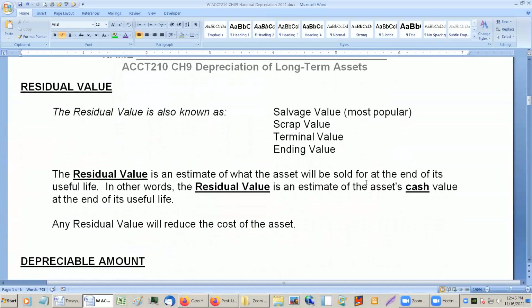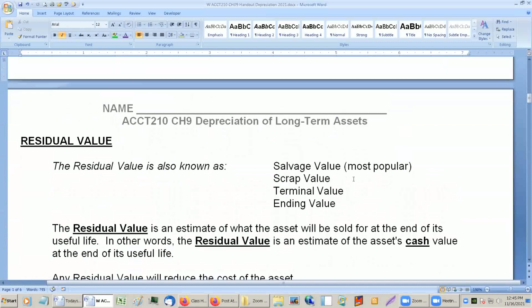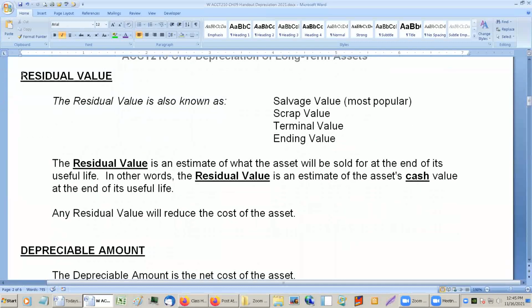Getting into some of the terminology. Page 2. Residual value. Residual value goes by a few different names. Salvage value, scrap value, terminal value, ending value. Those all mean the same thing. And what it is: what is the asset worth at the end of its life? What do we estimate that it's going to be worth?